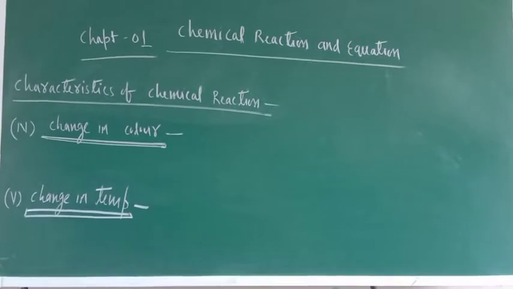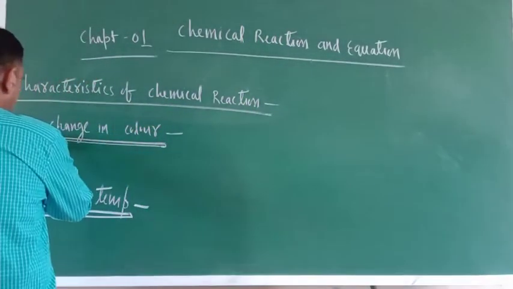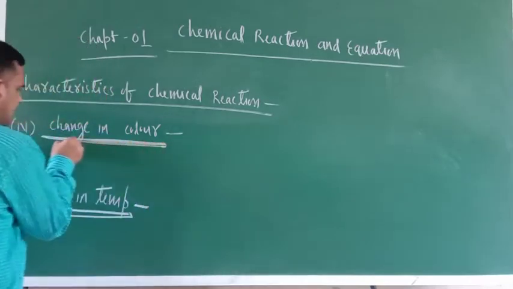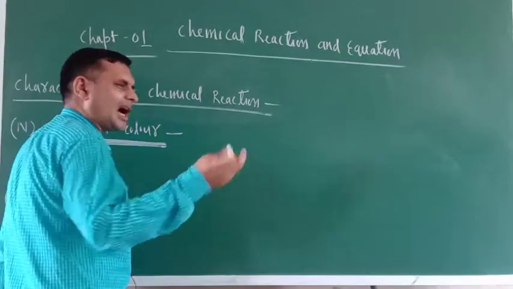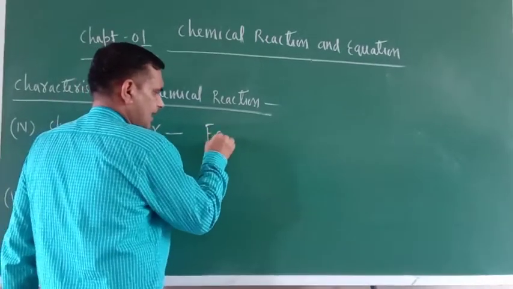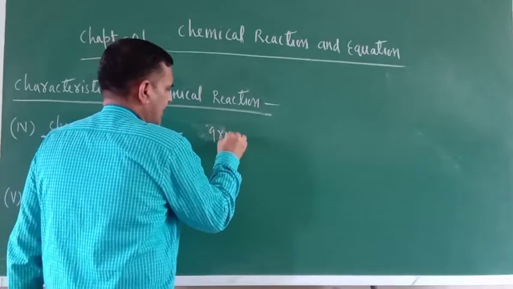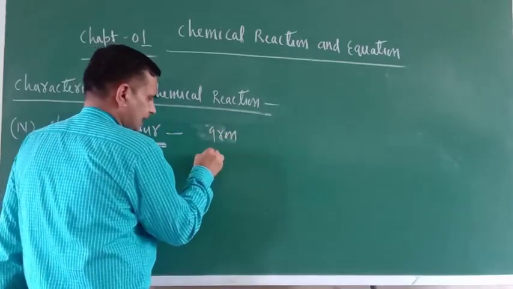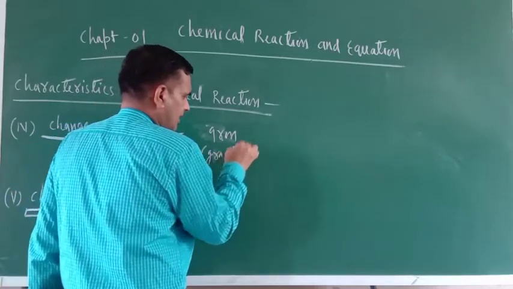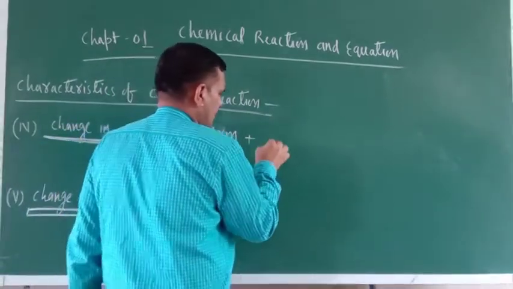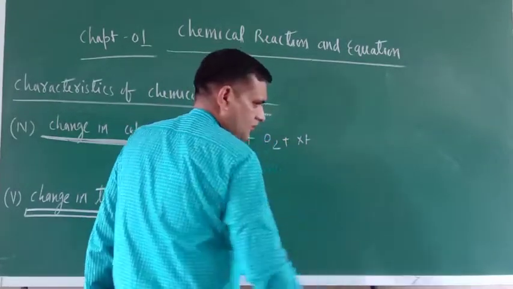So the next characteristic of a chemical reaction is change in color. Just try to understand. Iron, Fe. You can write the word equation. Iron, what is its color? Gray color. Plus what is there? Oxygen plus H2O.